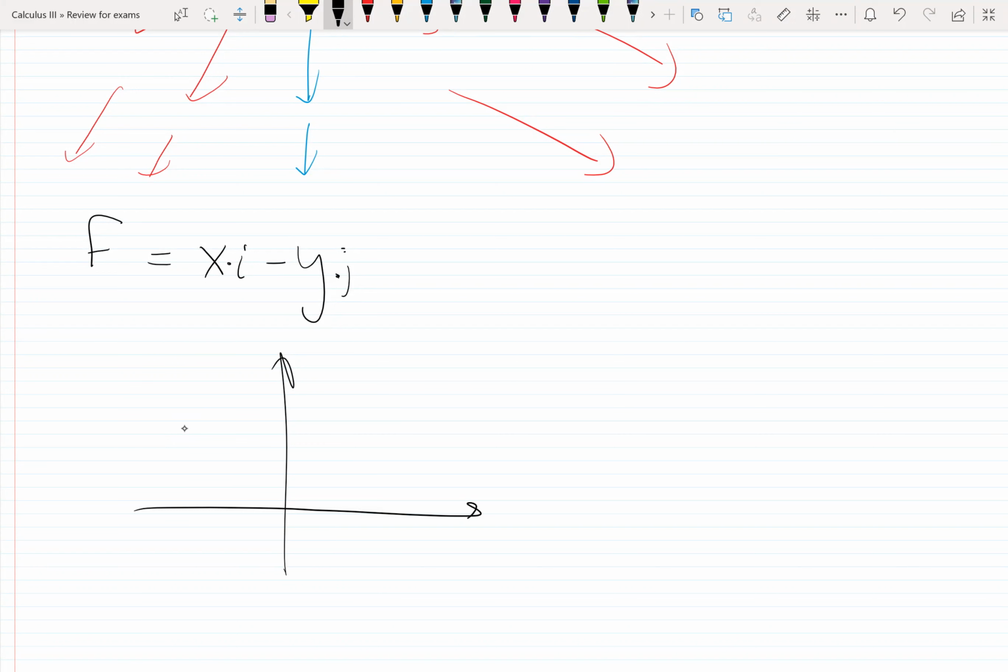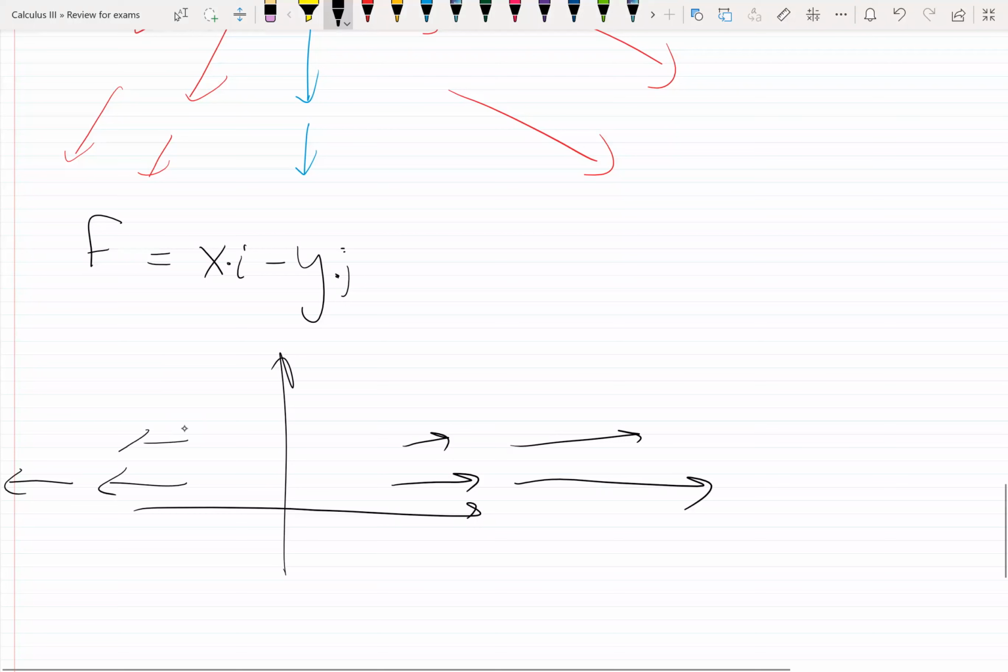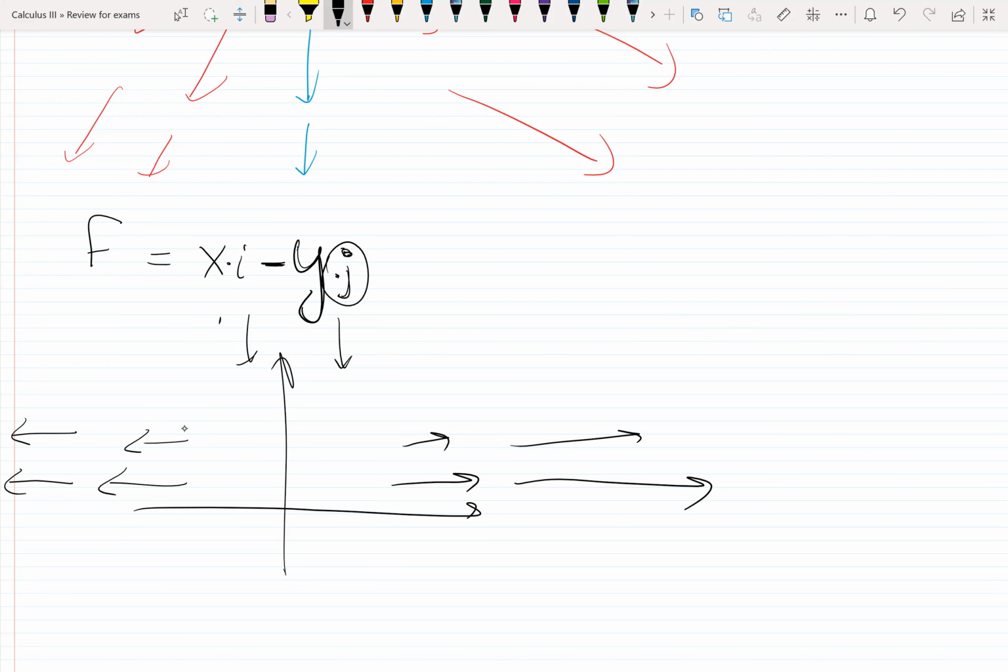Let's start with x. The more I'm going to the right, the more I'm going to the right. And actually it increases with the power. The more I'm going to the left, the more I'm going to the left. Makes sense. With y, it's the other way around. The more I'm going up, the more I'm going down. When y is large and positive, the negative sign forces the vector to turn around and go down. So it's like so. And then vice versa over here.